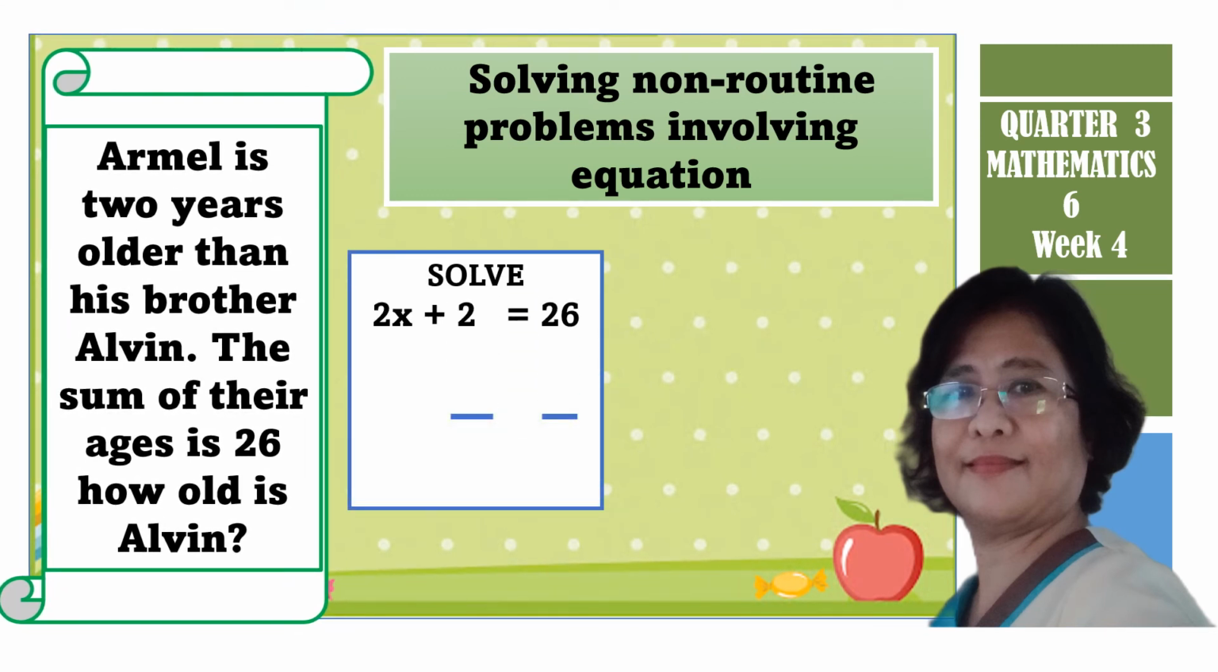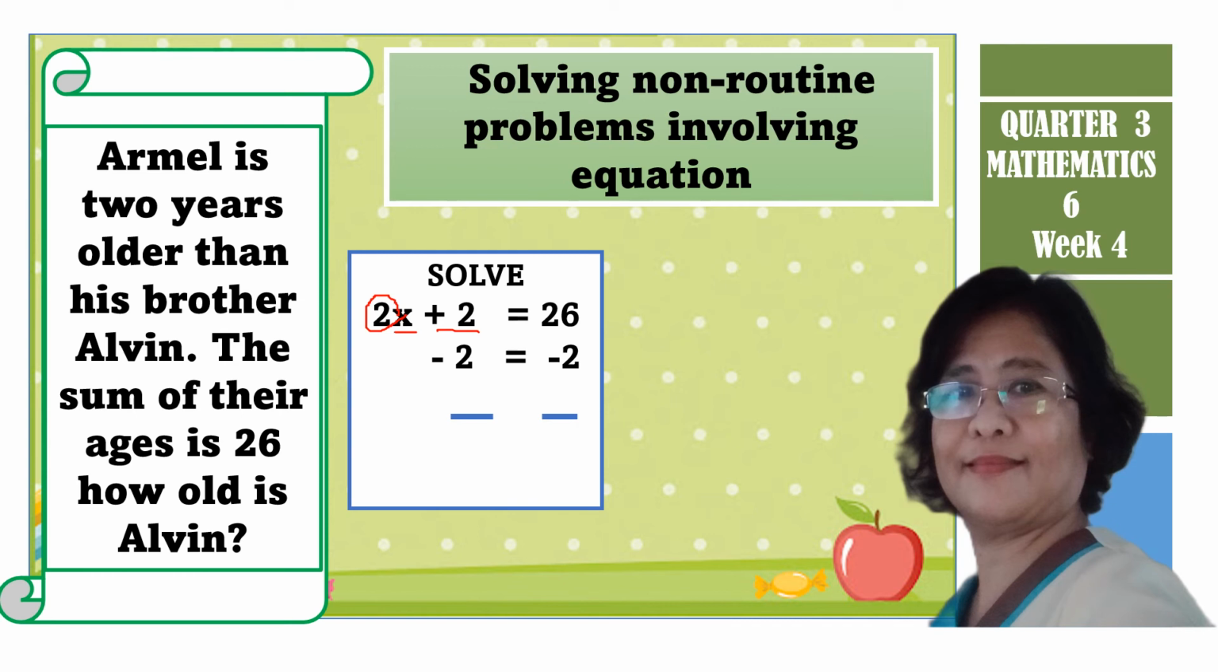Let us now solve the problem using the equation 2x + 2 = 26. The variable here is x. And what is connected to x? We have positive 2, and also multiplied by 2. So let us undo the operation here. Since this is addition, we have to use minus 2 on both sides.